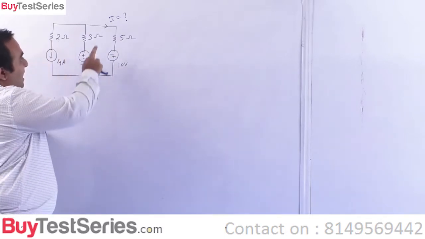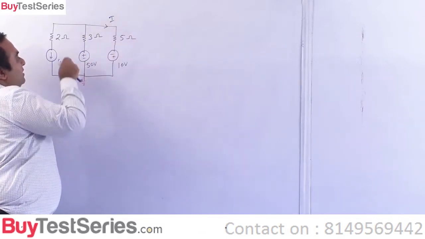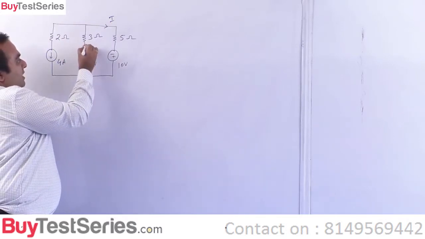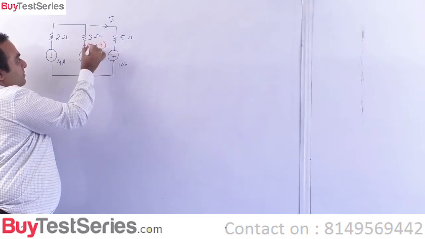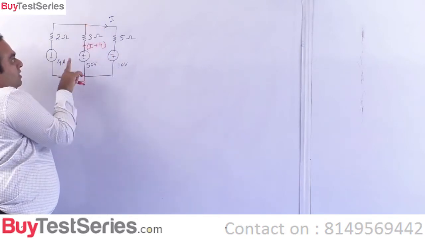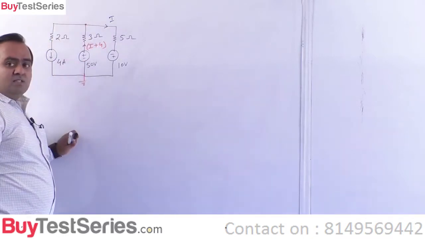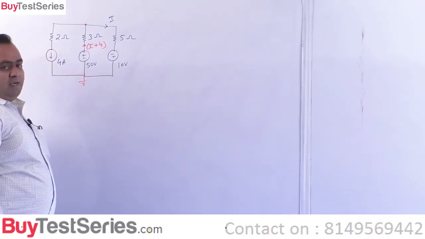So if this is I given to me, and this is 4, then this current must be I plus 4, right? If I look at this node, if I is going that side, 4 is coming this side, then I plus 4 simply comes from this side, which is nothing but your KCL, right?